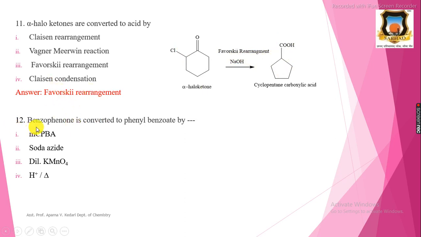The next question is, benzophenone is converted to phenyl benzoate by metachloroperbenzoic acid, soda acid, diluted camphor, H plus in heating. Then the correct answer is metachloroperbenzoic acid. This is Baeyer-Villiger rearrangement because this rearrangement involves the conversion of ketone to ester. This is an oxidation reaction and we are using here the per acid, that is metachloroperbenzoic acid.